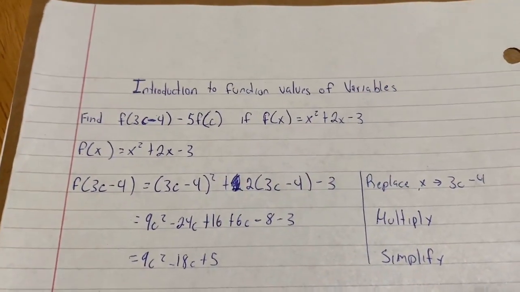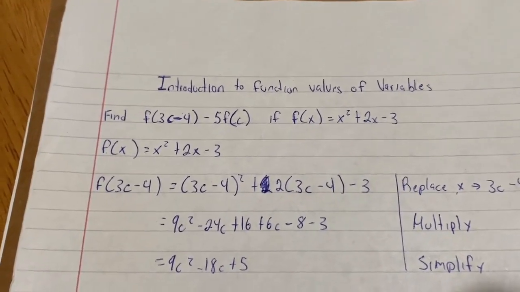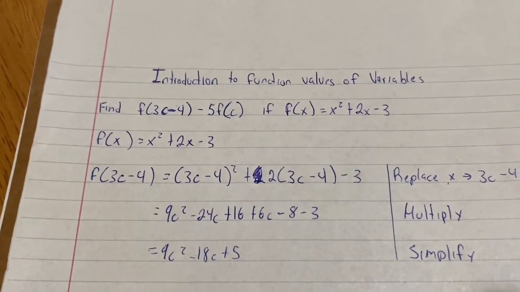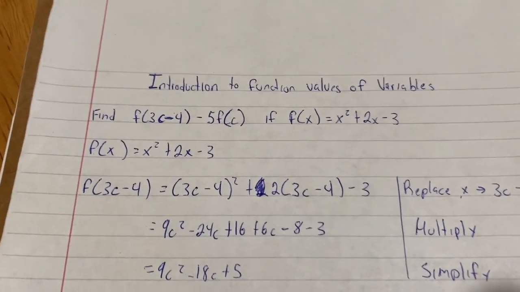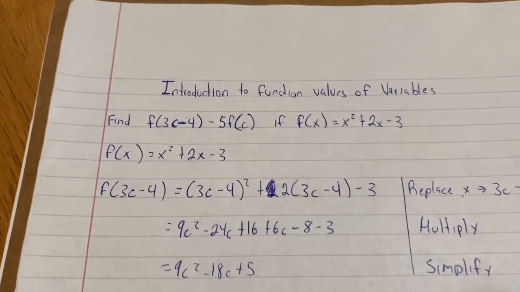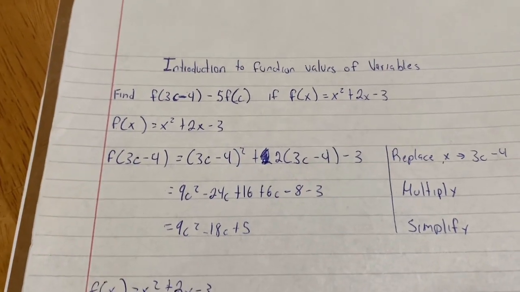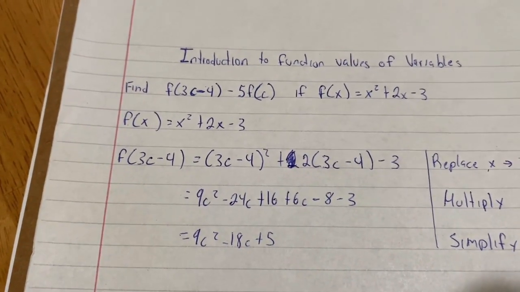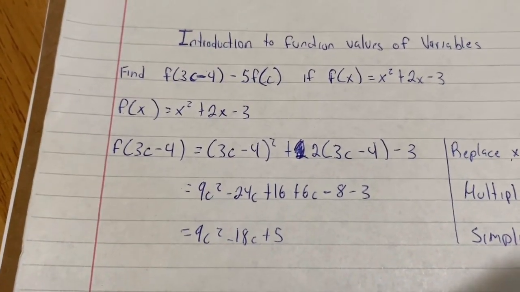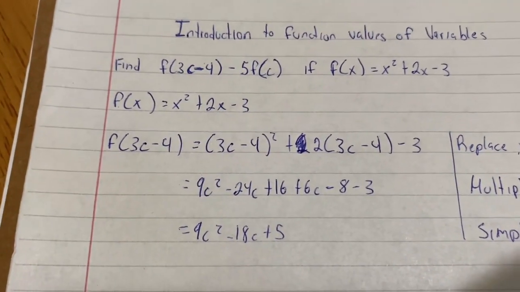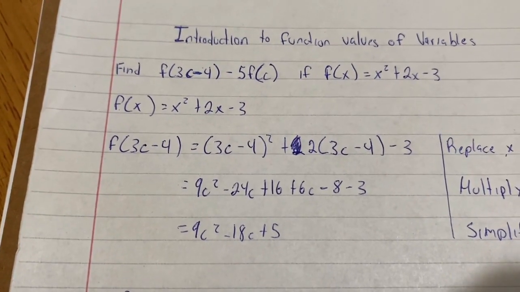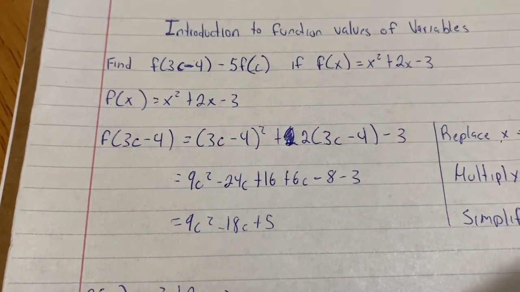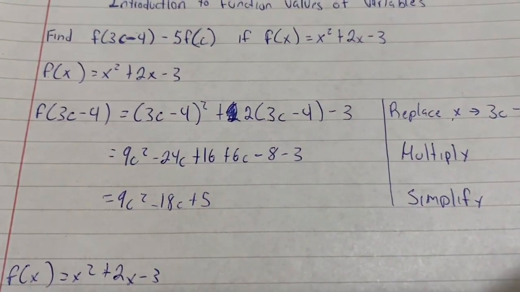Now today we're going to find f(3c - 4) - 5f(c) if f(x) is equal to x squared plus 2x minus 3. Now for the first part, we're going to find f(3c - 4). To do that, we'll plug in 3c minus 4 into f(x) equals x squared plus 2x minus 3, which we'll have right there.